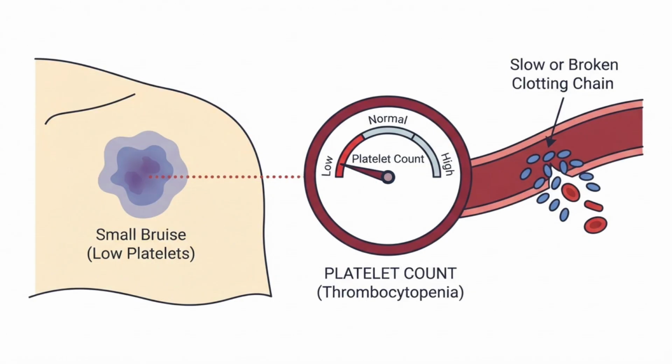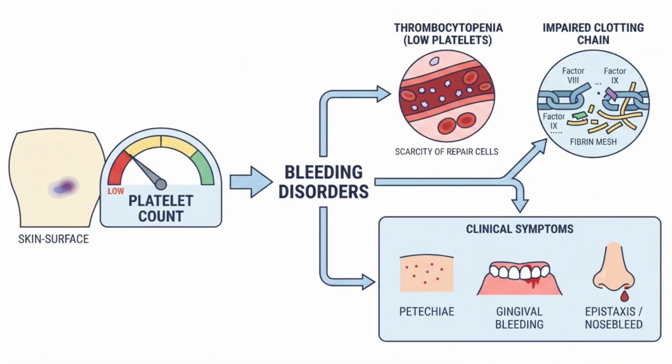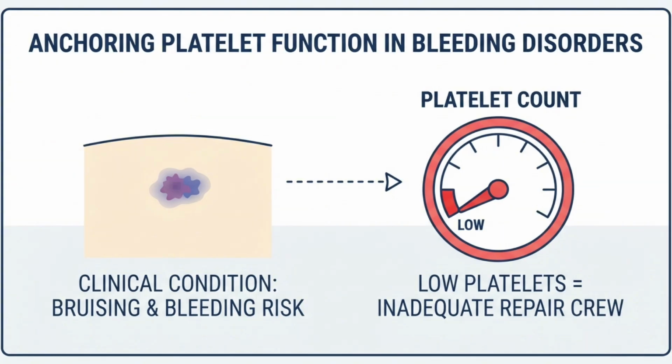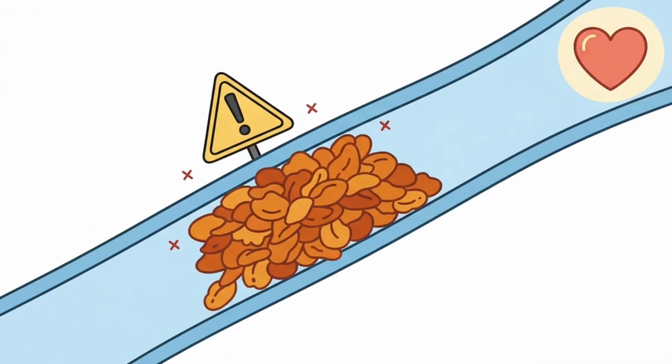However, the same clumping response that saves your life during an injury becomes dangerous when it triggers inappropriately inside an intact vessel, forming clots that can block blood flow to the heart or brain. A repair crew fast enough to save your life in seconds, and, in the wrong circumstances, fast enough to end it just as quickly.